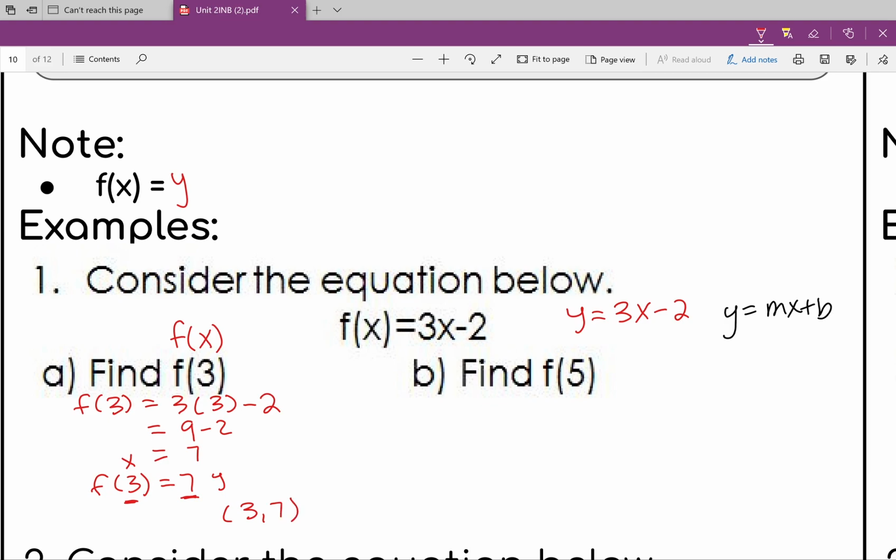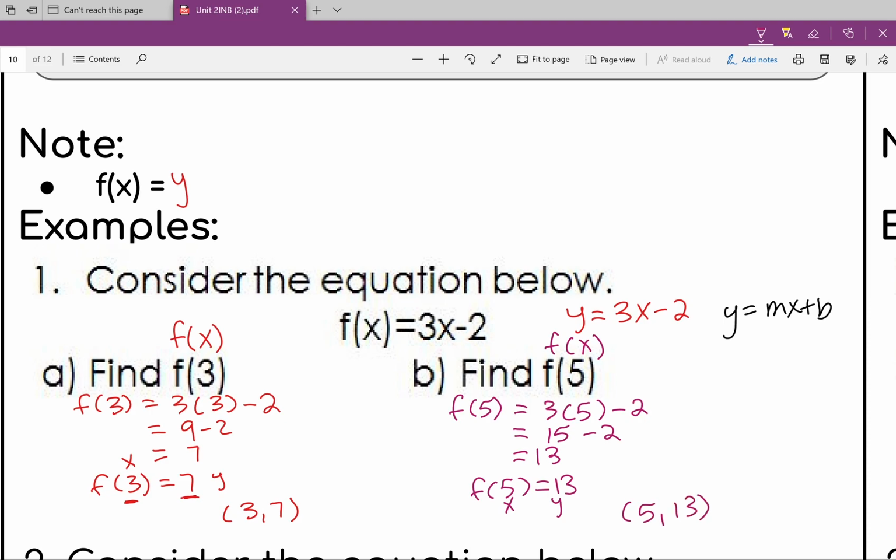Okay, let's look at letter B and do the same thing. Remember, this is f of x, so that means this 5 is an x. So we're going to plug in that 5 into our equation. So 3 parentheses 5 minus 2. Then we simplify. 3 times 5 is 15. 15 minus 2 is 13. So f of 5 is equal to 13. Remember, this is x and this is y, so this is the same as saying 5, 13. That's our answer.